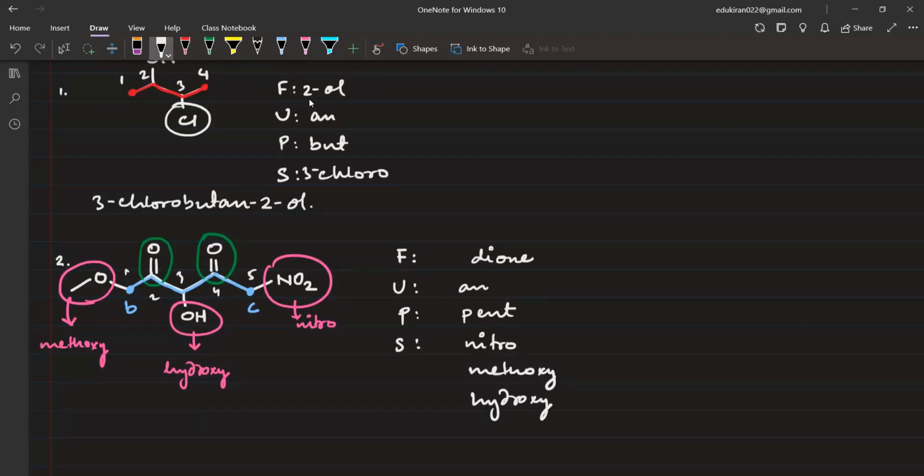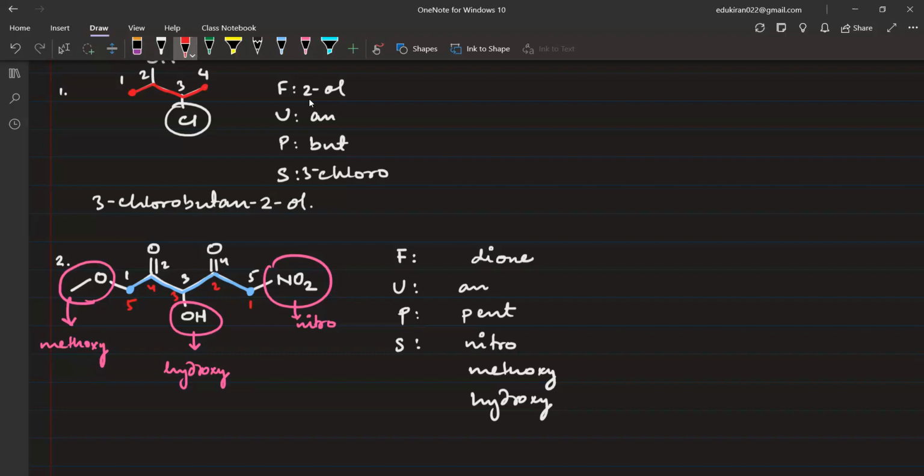Okay. Now we have to number it. Now, what we need to do? We need to number it. There are only 2 ways of numbering a parent carbon chain. The first is 1, 2, 3, 4, and 5. The other way of numbering will be the other way around. So we'll take some other color, let us suppose red color here. So 1, 2, 3, 4, and 5. Now, if you look at the dione, the functional group is getting the same numbers in both the cases.